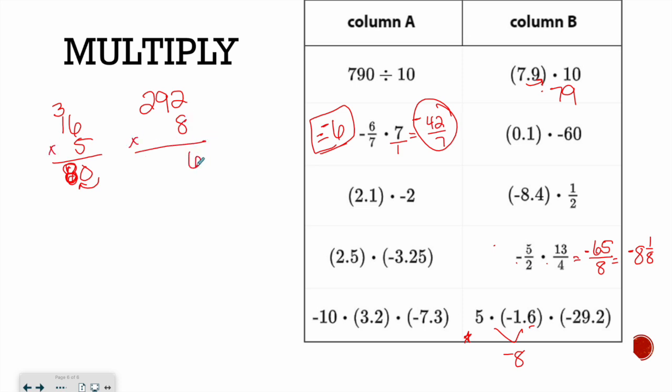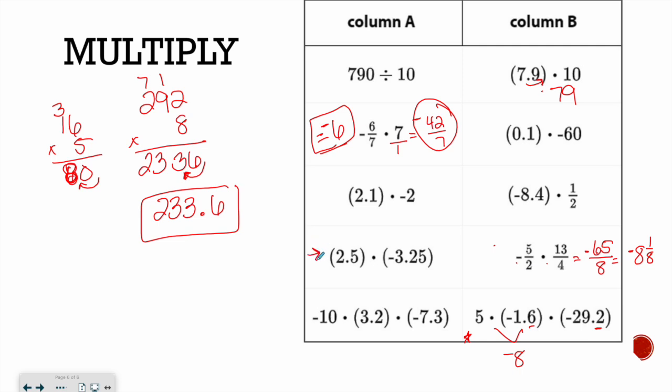8 times 2 is 16. 8 times 9 is 72, plus 1 is 73. 8 times 2 is 16, plus 7 is 23. There's one digit after the decimal point, so I need to move my decimal point over 1. 233 and 6/10. But it's a negative times a negative, so my final answer is positive.